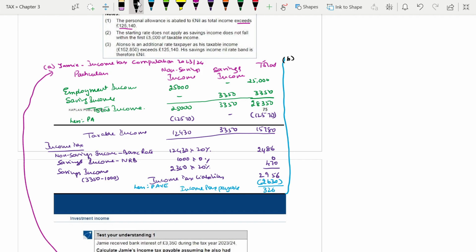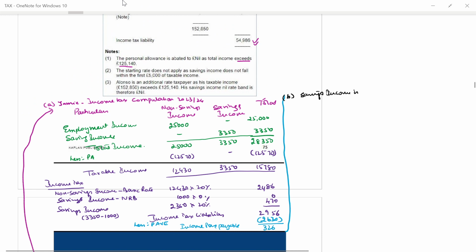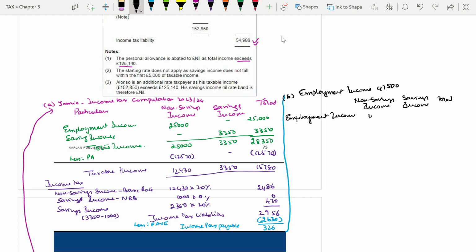Income tax, when the savings income is how much? Employment income is 47,500. Particulars: non-savings income. You have the savings income, and you have the total. Employment income is 47,500.